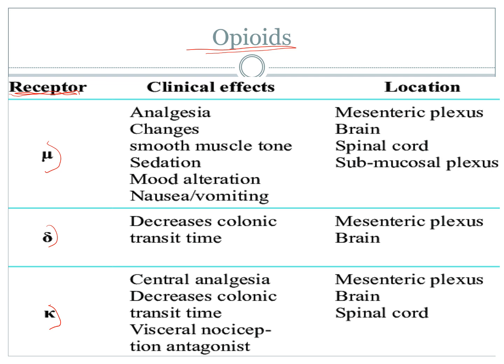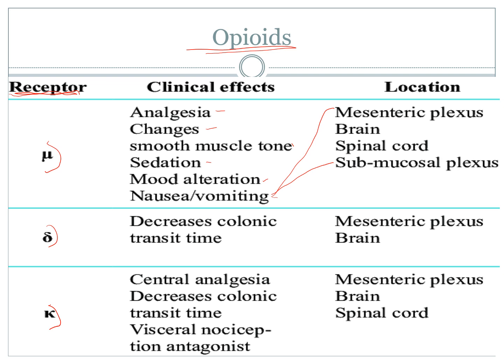Okay, so the mu receptors: analgesia, we have changes to smooth muscle tone. Okay, we have our sedation, our euphoria, and we also get some nausea and vomiting. Okay, so these are found in the brain, spinal cord, and essentially around associated plexuses, which is clusters of nerves.